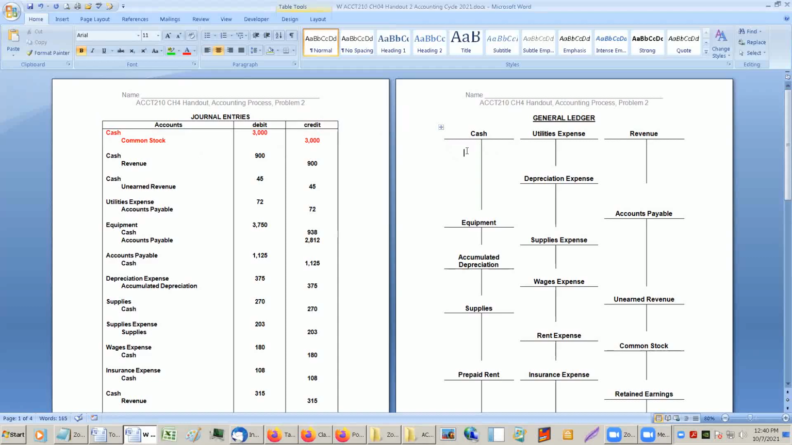Okay, so cash would be 3,000. And this would be like if you start a business, the first thing you have to do is have owners, and for a company anyways, you would first issue the stock, so you have owners, and then start doing business. Okay, common stock was 3,000 also.